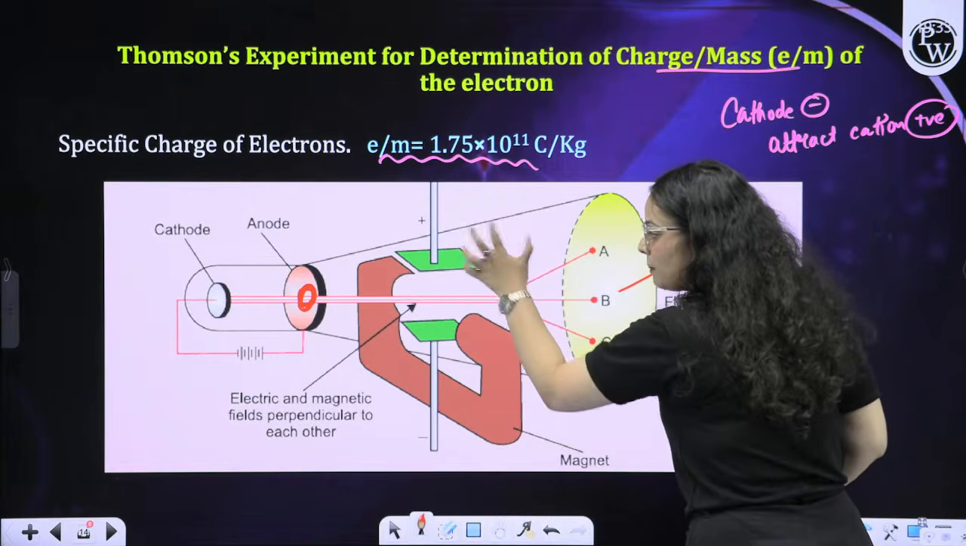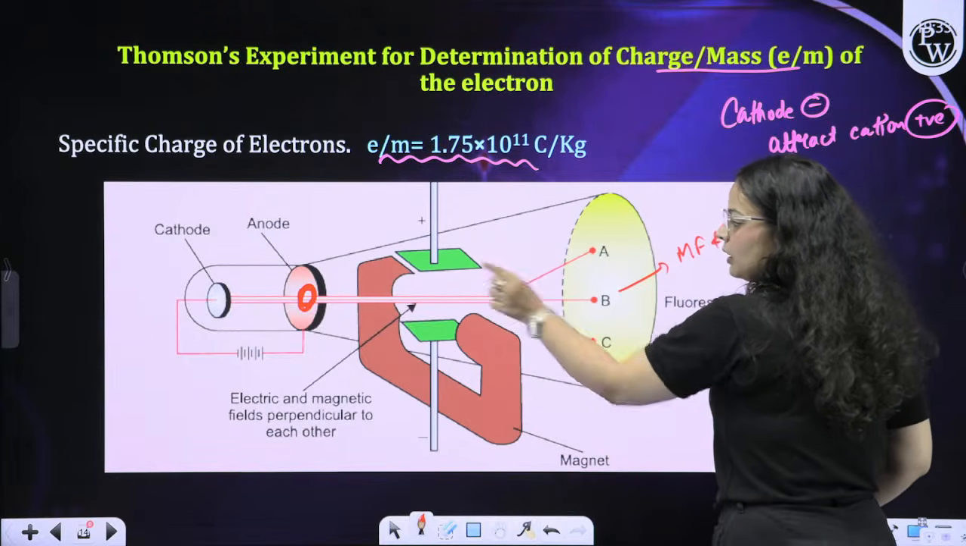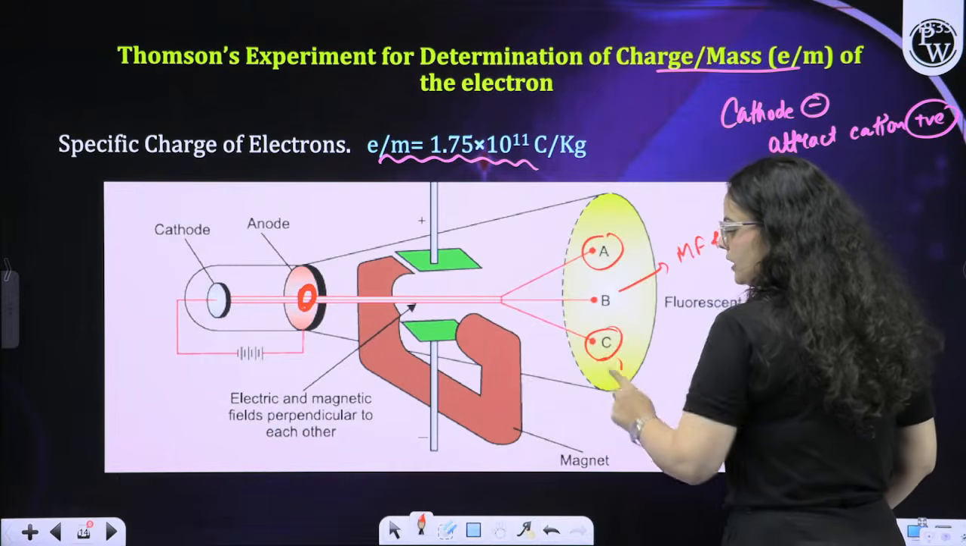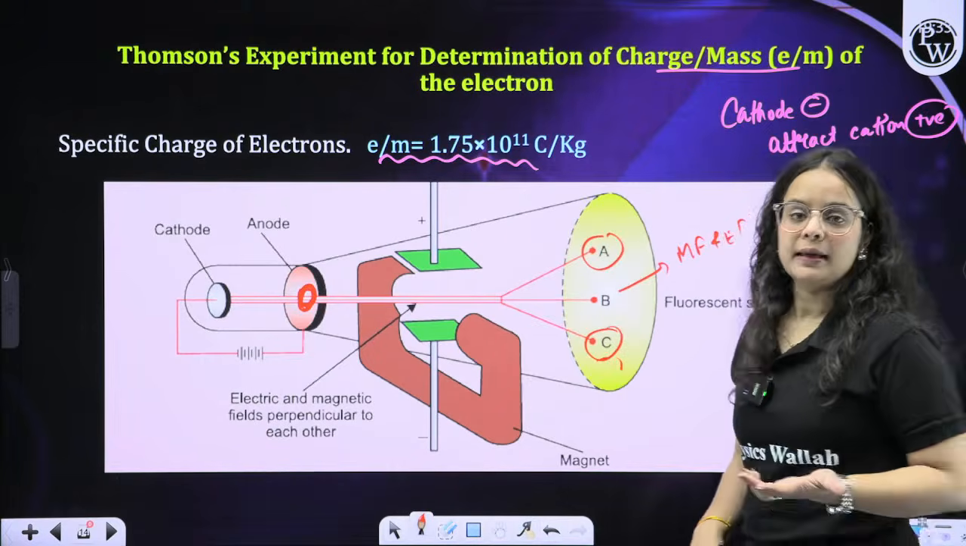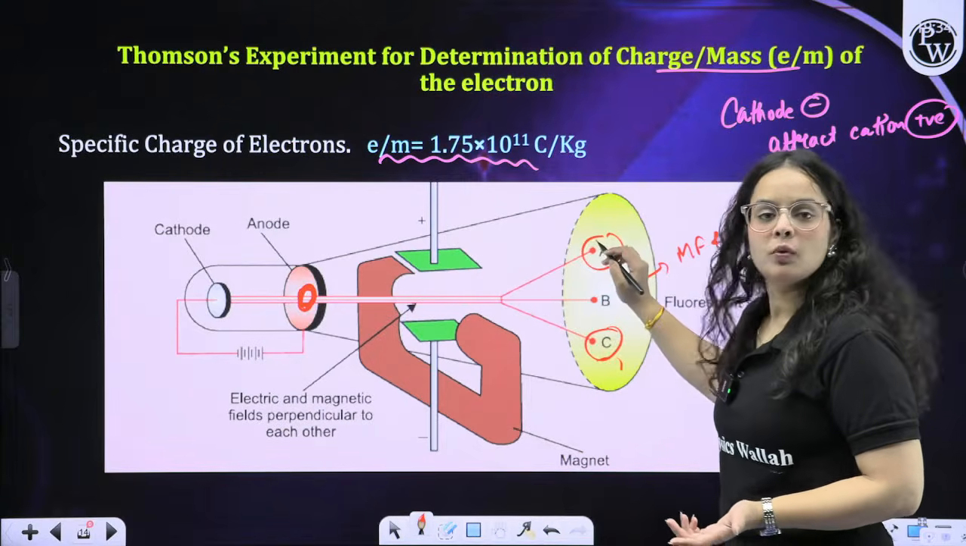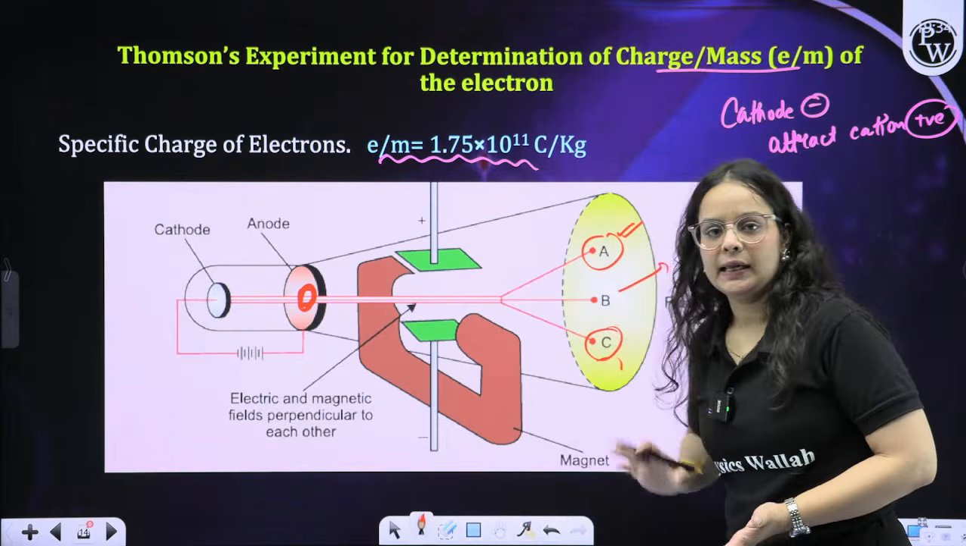Now if we apply an electric or magnetic field, what will happen? Accordingly, the line will deflect from its path either to point A or point C, depending on which field we are applying. If we are applying, let's say, an electric field toward the positive terminal, it will start to bend. We will get the dot at point A over here, right?